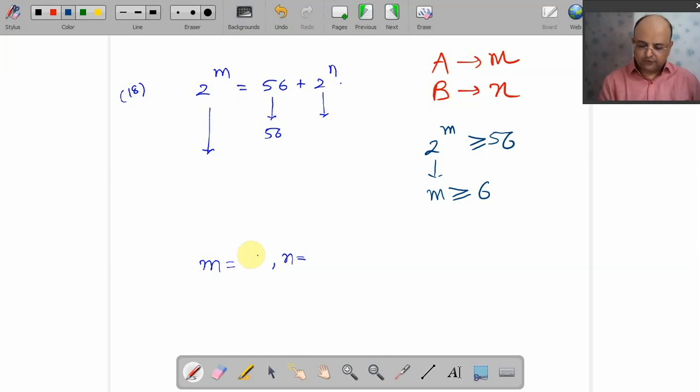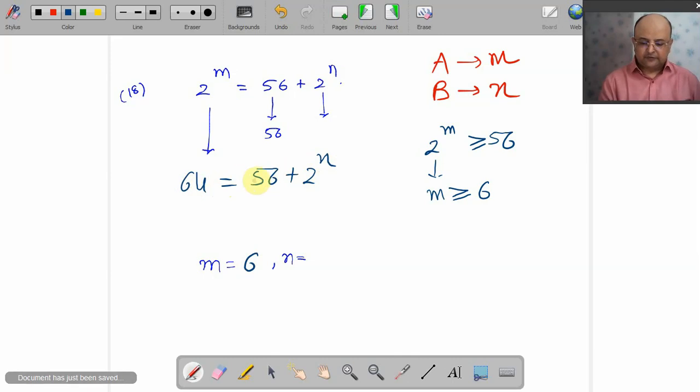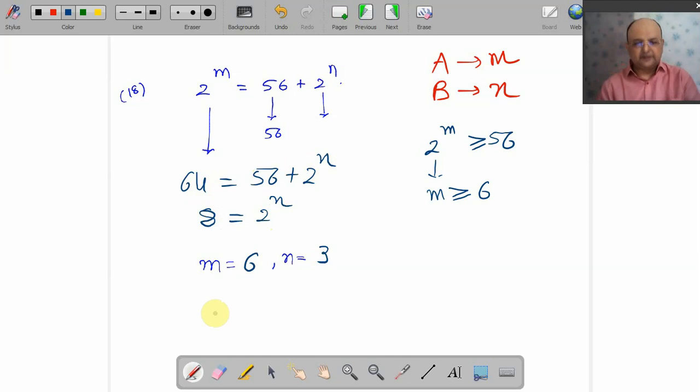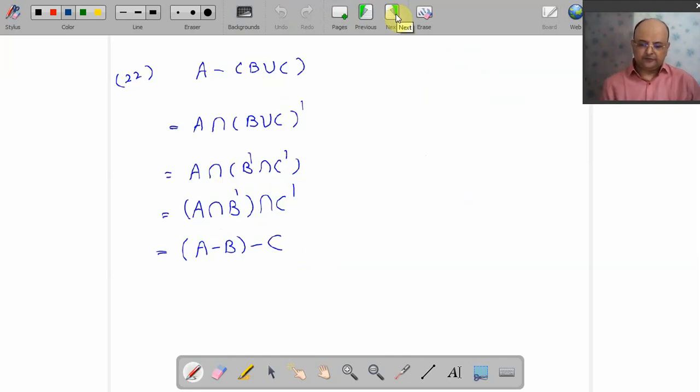So suppose I choose m equals 6. So this is 64, this is 56, this is 2 raised to m. 64 minus 56 is 8. 8 equals 2 raised to n, meaning n equals 3. So it is easy, isn't it? Yes, we can prove it. I leave it to you.